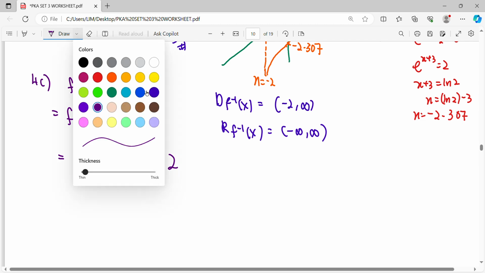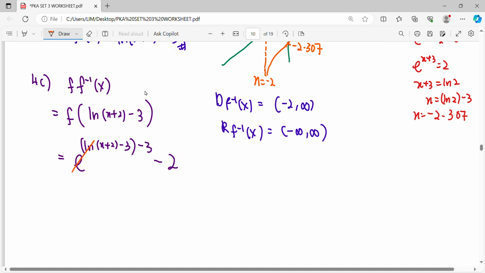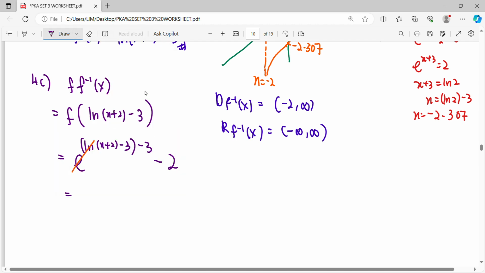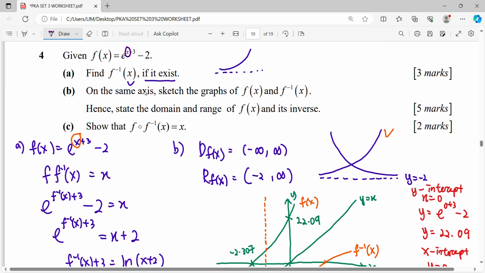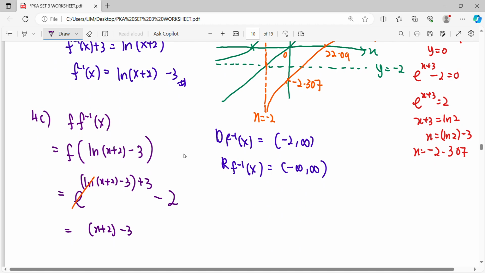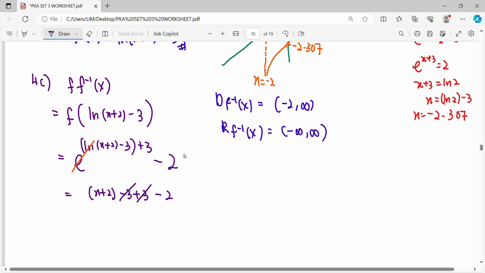As we can see, we have e and ln, so this can be cancelled. After we cancel that, we have x plus 2 minus 3. The function has plus 3, so this is plus 3 minus 2. So plus 3 minus 3, then plus 2 minus 2, you get x, shown.